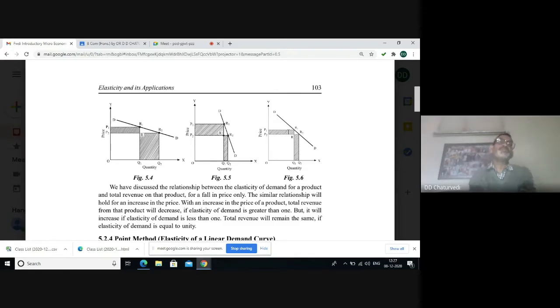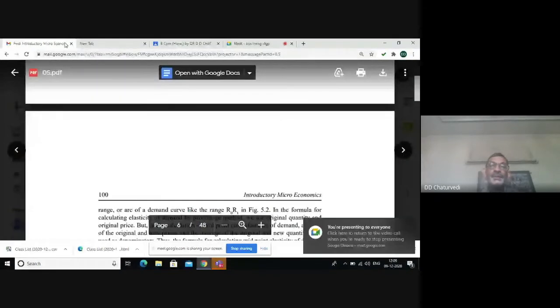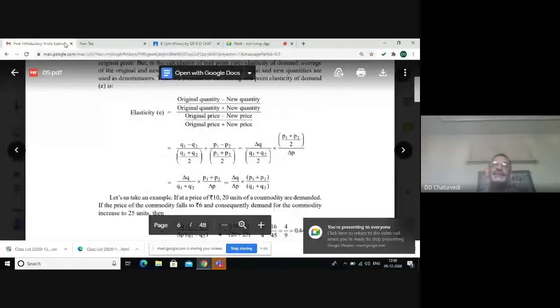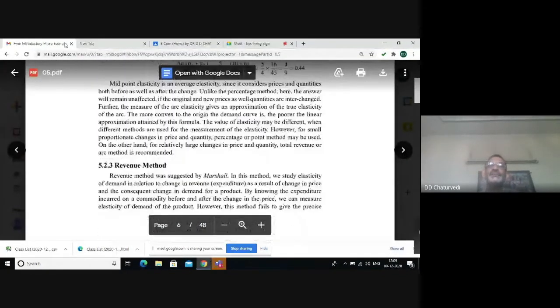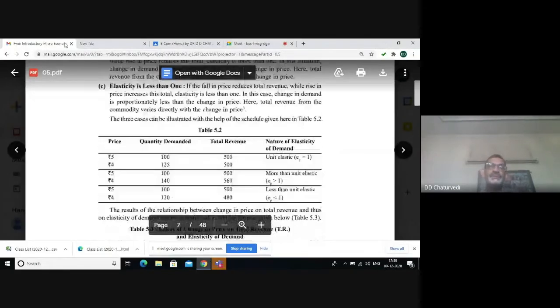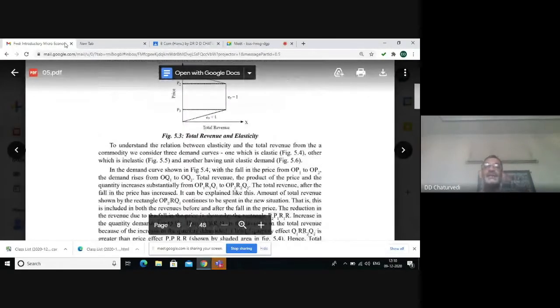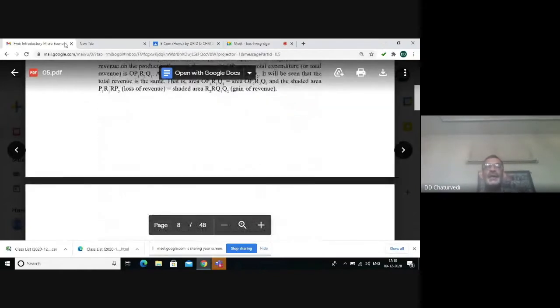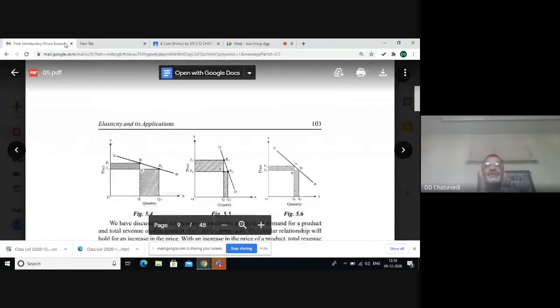We can also visualize from these figures that when elasticity of demand is more than 1, the demand curve is flatter as shown in figure 5.4. While when elasticity of demand is less, the demand curve is steeper. This point method is used to estimate the value of elasticity of demand at a particular point on the demand curve. This would imply that elasticity of demand will be different at different points, even on the same demand curve.